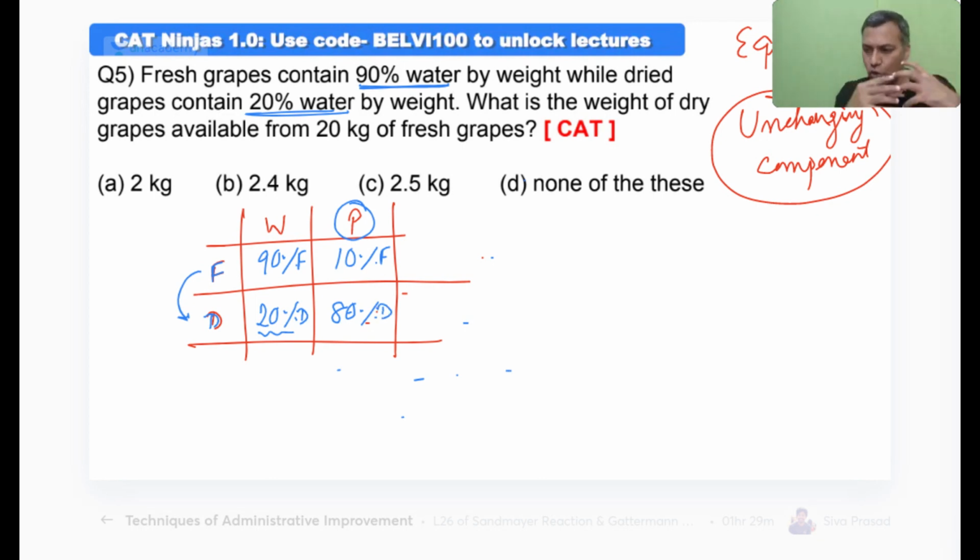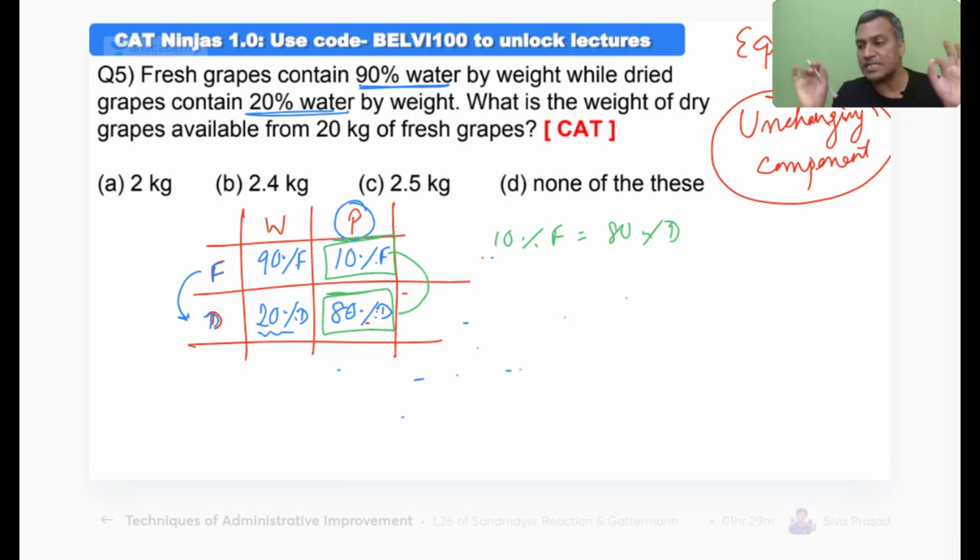Now listen to me. When it goes through a process, water is what might get evaporated. Pulp does not burn into ashes; there is nothing called ashes there. So this is constant. 10% of F was the pulp, and the pulp did not change after it went through some industrial process. Therefore, you equate them. These two parts are equal. After reading this question, that is what I get here: 10% of F is also equal to 80% of D. Pulp is equal. That is the unchanging part. Equate the unchanging part. That is the point I'm trying to make.